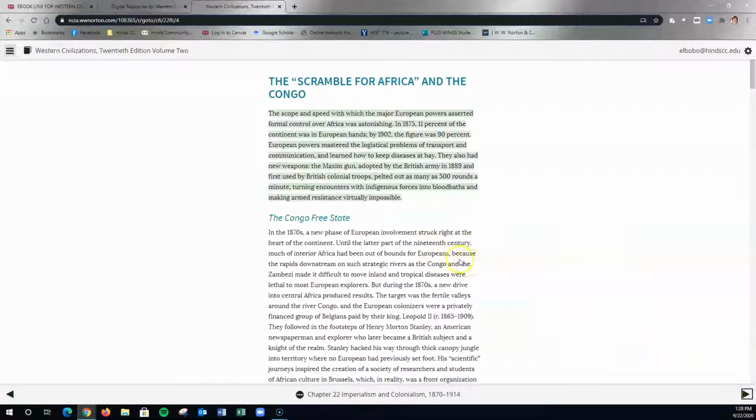The other big area that you see the Europeans involve themselves in is Africa. This is so amazing. In 1875, if you went to Africa, it was largely void of any European influence. Only 11% of the continent was in European hands. By 1902, 27 years later, 90% of Africa was under the control of European powers. The Europeans will push into Africa, begin to gain territory there, and it becomes a scramble for Africa.